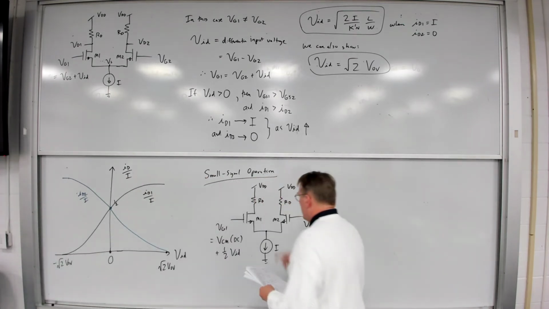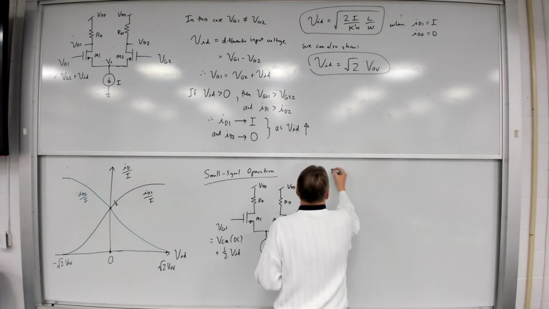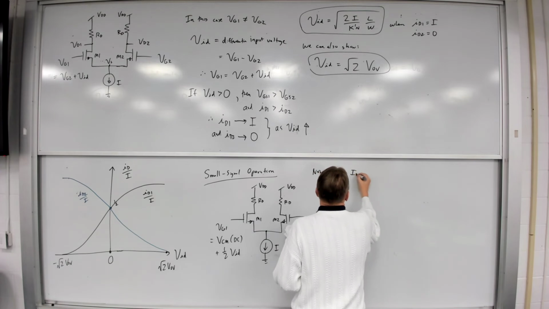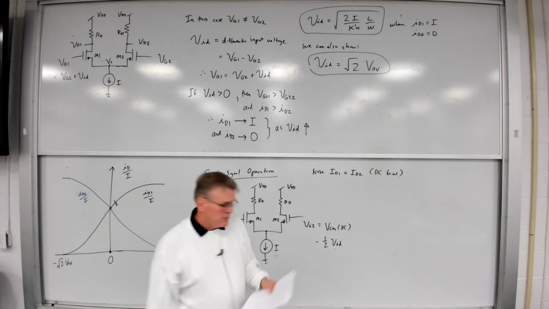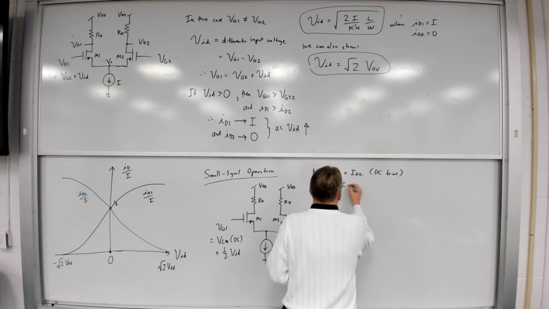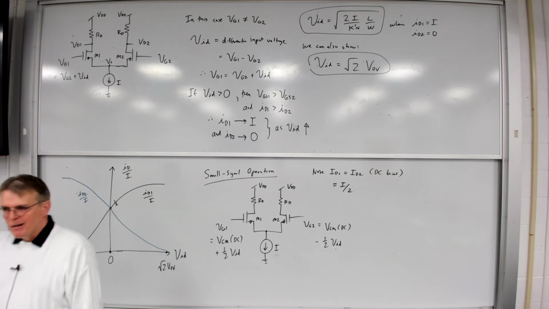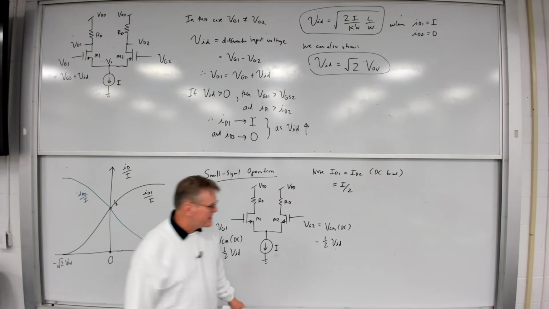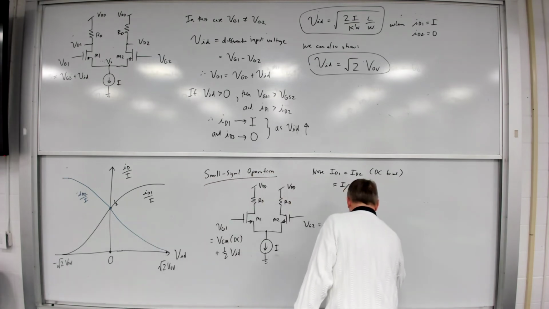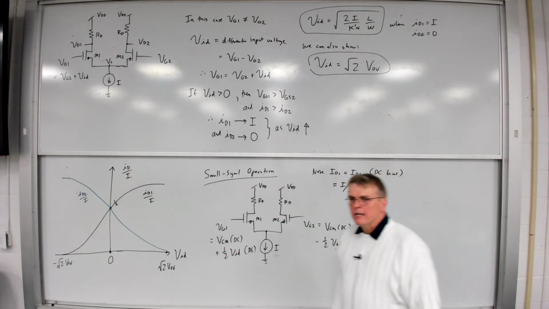We note also that ID1 and ID2, which is our DC biasing, must be equal to I over 2. So from a DC bias point of view, the drain currents have got to be the same, right? That's how we're biasing this circuit. And so the differential input voltage is the AC component that we are injecting that's riding on top of the DC common mode voltage.